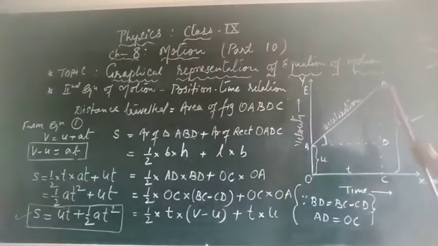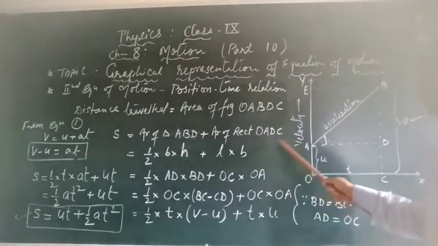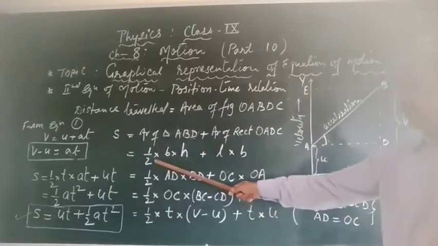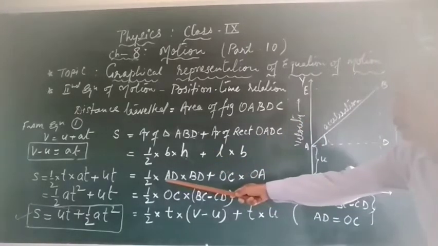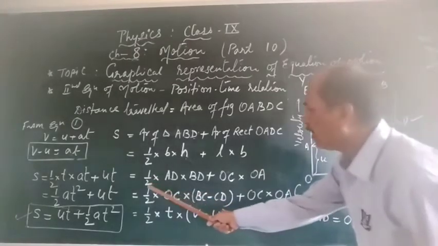Now since in this figure we have got a triangle and a rectangle, the triangle is ABD. So here we take the area of triangle ABD plus the area of rectangle OADC. The area of a triangle is half into base into height. For the rectangle it is length into breadth, that is L into B. Now what is the base here? The base is AD and the height is BD. So we have substituted AD and BD here. Length is OC and breadth of this rectangle is OA. So it is half into AD into BD.